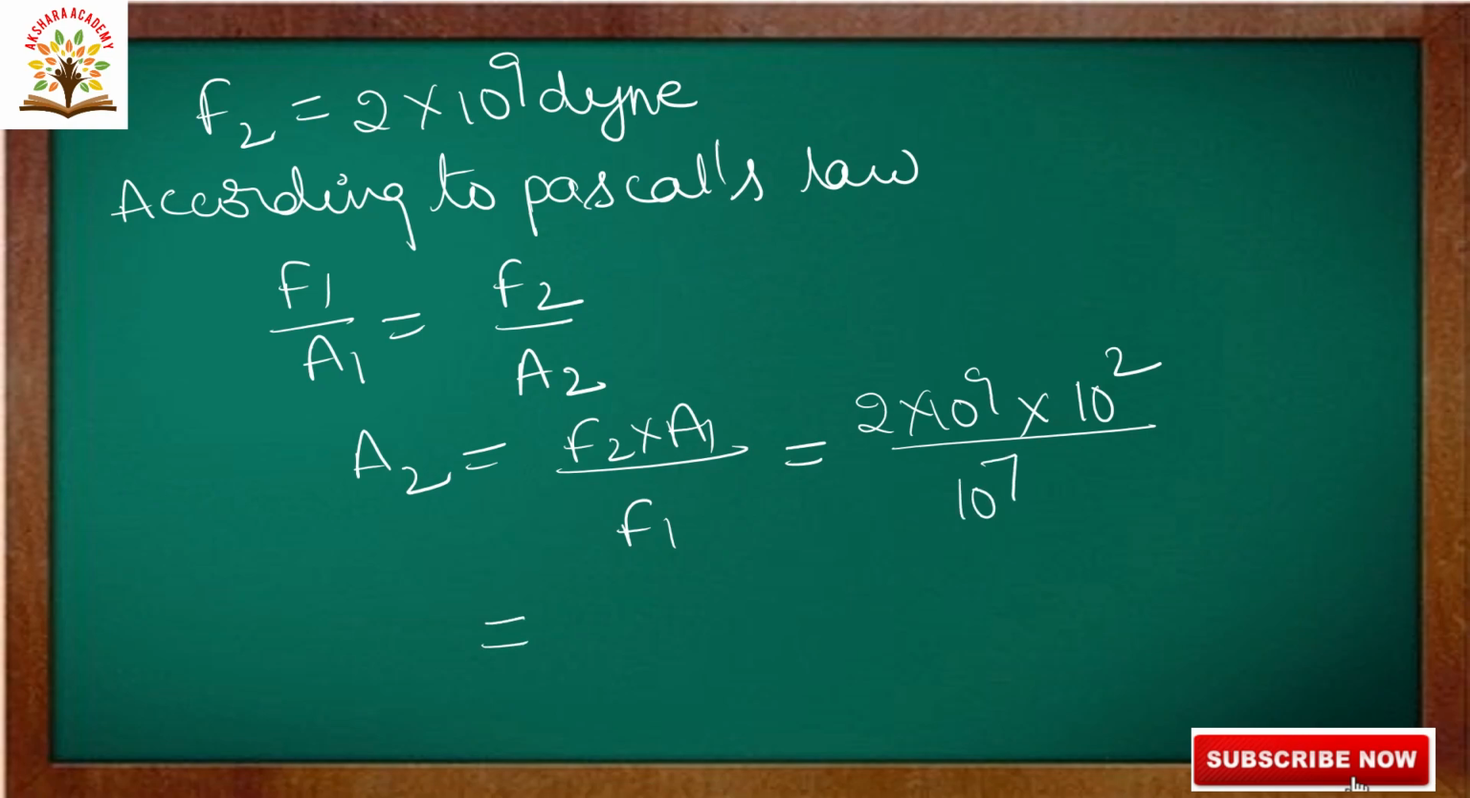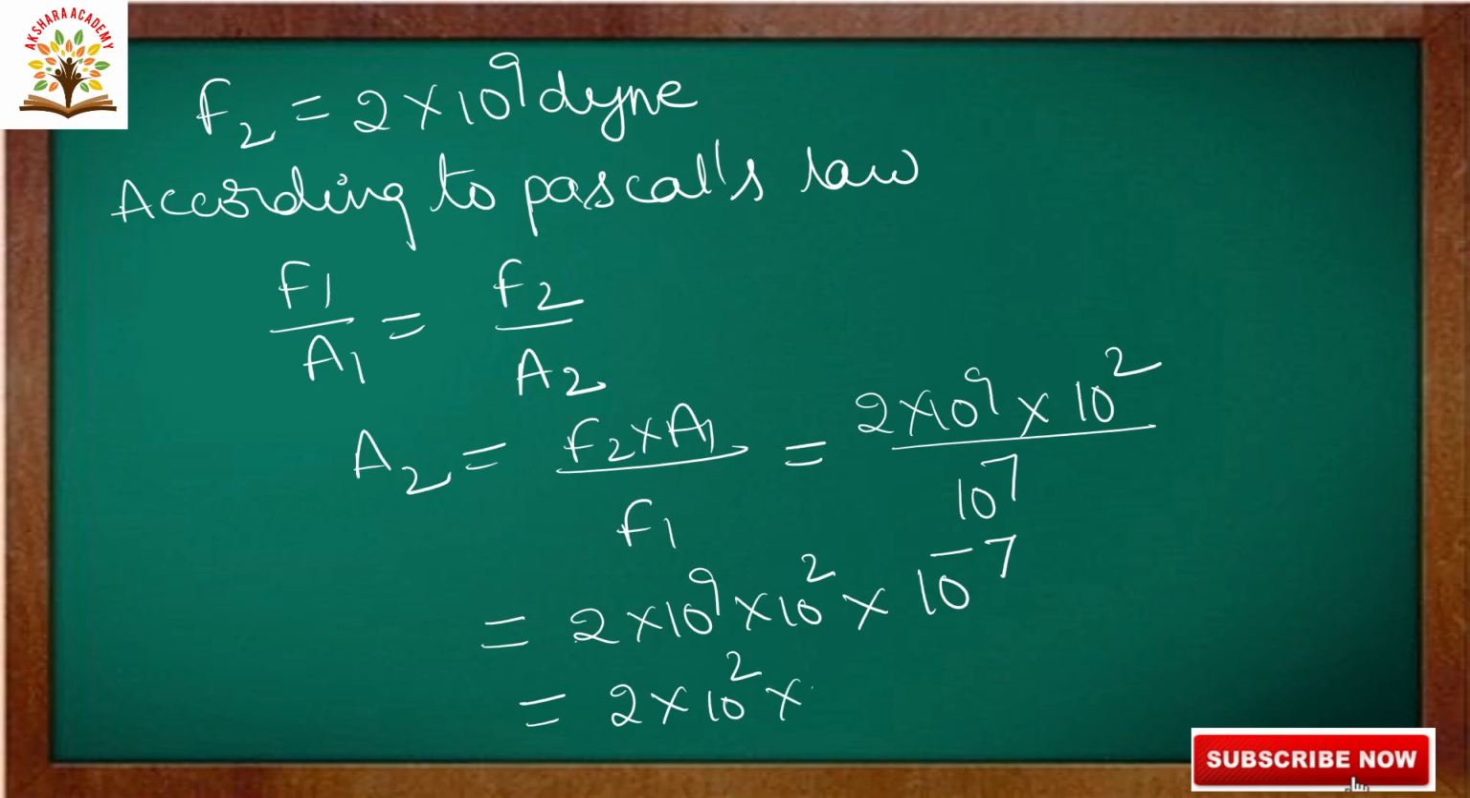So that is equals to 2 into 10 to the power of 9 into 10 square, and 10 to the power of 7 going from the denominator to the numerator becomes 10 to the power of minus 7. So 2 into 10 square into 10 square, when bases are equal power should add with respect to multiplication. So 2 into 10 to the power of 4 centimeter square, this is A2. Therefore final answer is A2 is equals to 2 into 10 to the power of 4 centimeter square.